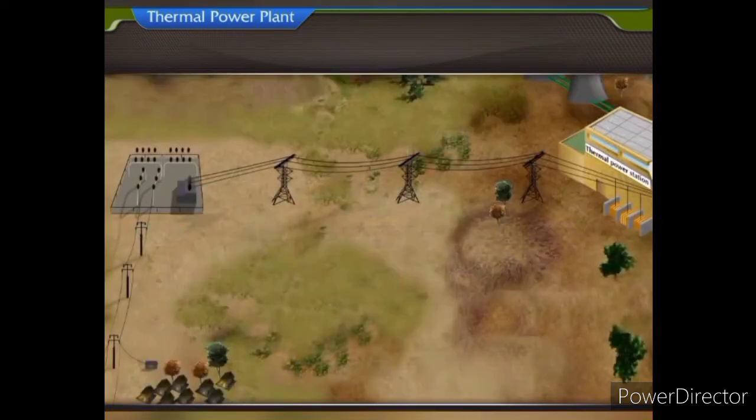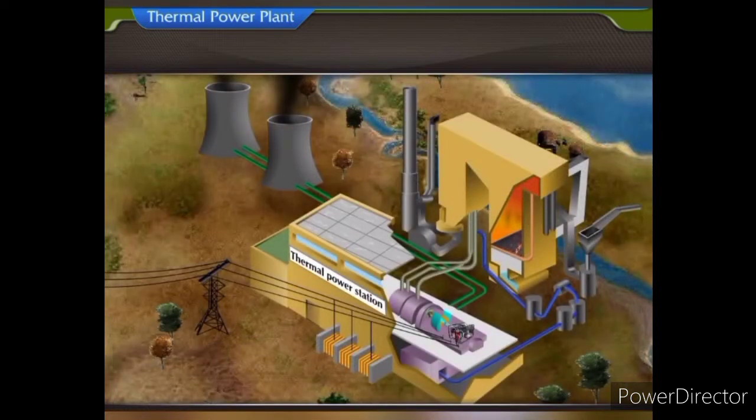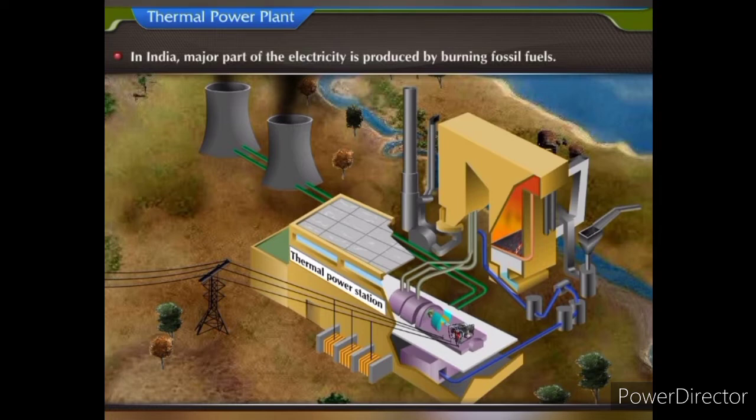It is easier or cheaper to transport electricity over long distances as compared to fossil fuels. This is the reason that the power plants are constructed near coal or oil fields. In India, a major part of the electricity is produced by burning fossil fuels.